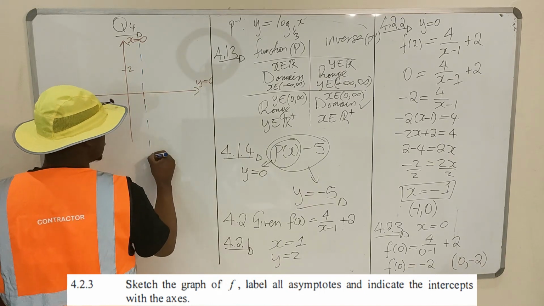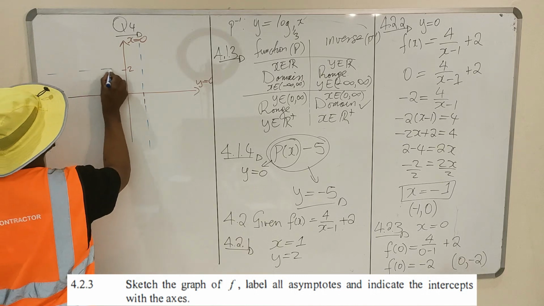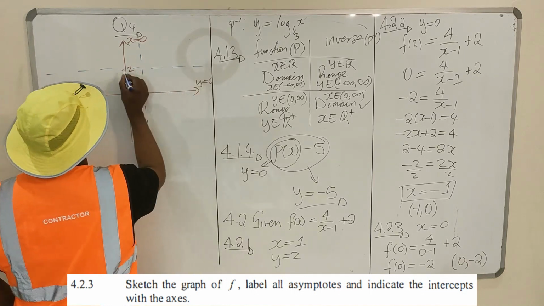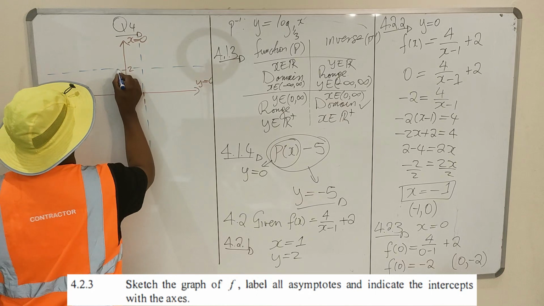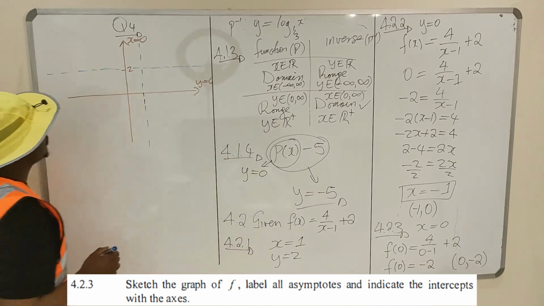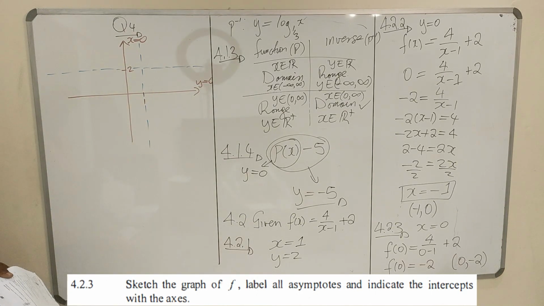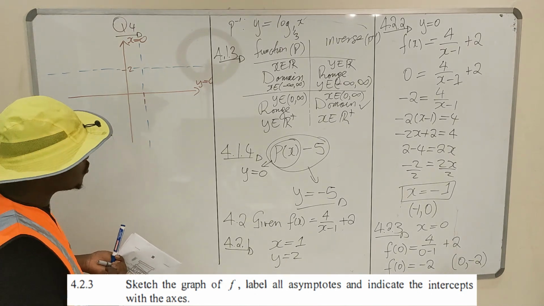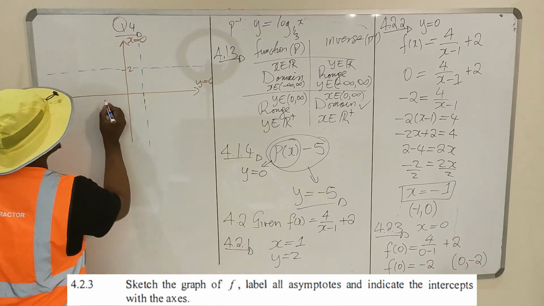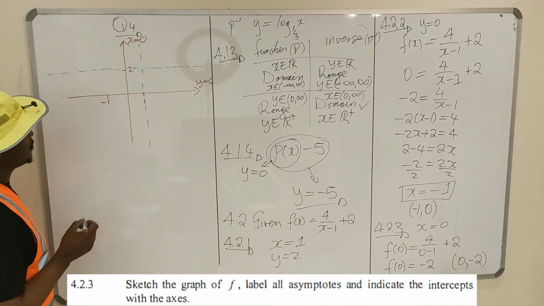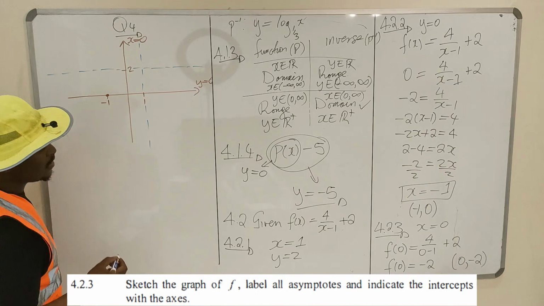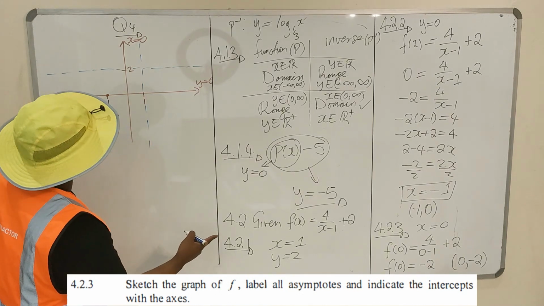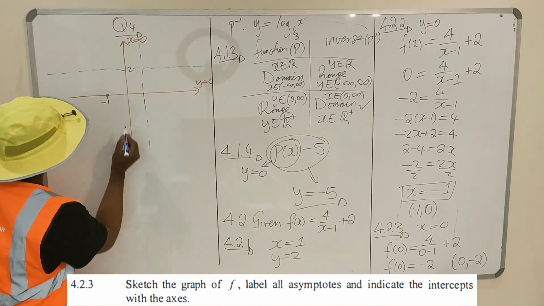So I will plot the asymptotes. Here is the vertical asymptote. Here is the horizontal asymptote going through 2. Are you happy? Okay. So what we need to show are the intercepts with the axes. Where does our graph intersect? At x is equal to minus 1, which is here. And the y-intercept, y is equal to minus 2, which is somewhere here.